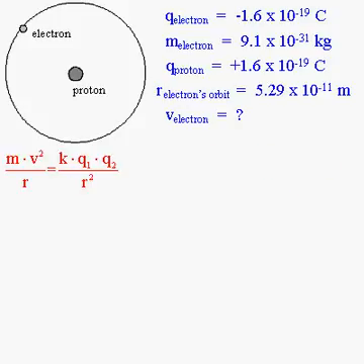Well, we know everything in this equation except for v, which is what we're trying to figure out, so let's solve for v squared. V squared is kq1 q2 r over r squared m. One of the r's will cancel, and now we can just plug in the numbers.